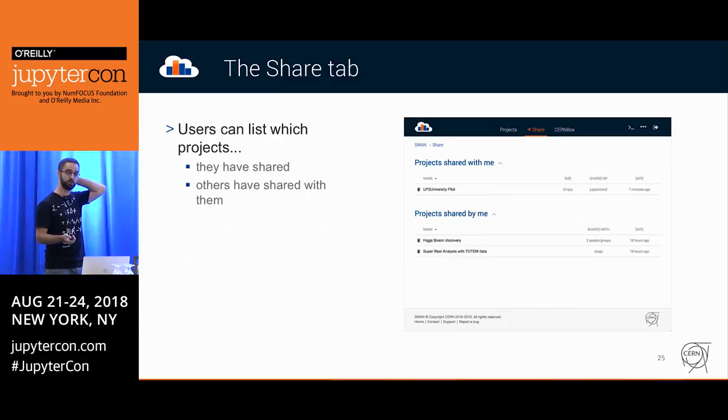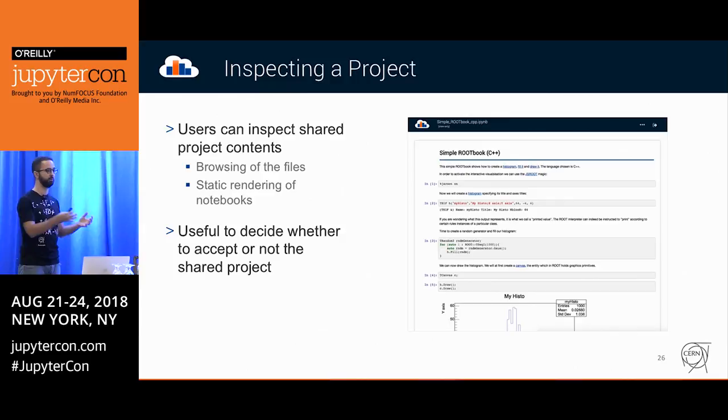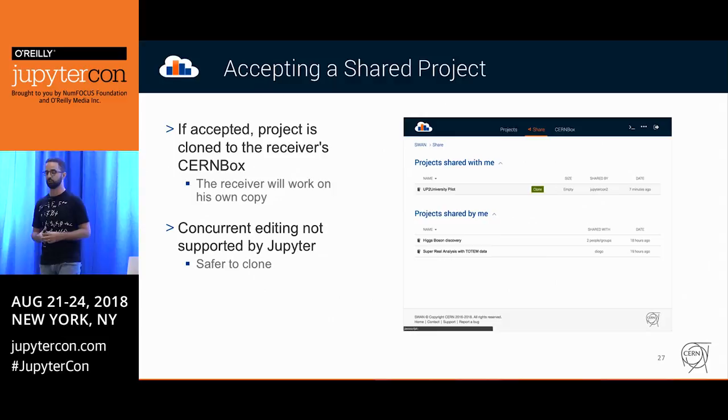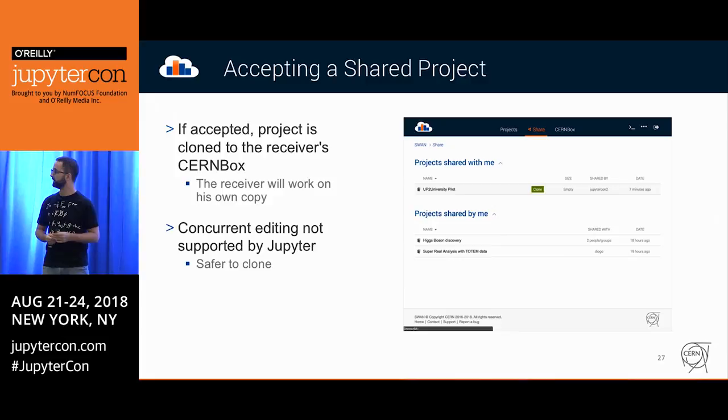And of course, when you share something with someone, you can see what others share with you. You can even open the shared projects and look inside, look at what files are there. You can see notebooks in read-only mode. And the idea here is that you know what is inside, so that you can decide, does this make sense to me? Can I work with this? And this is because we provide users the ability to clone projects into their own user space. So they get a copy of this project inside their own CERNBox.